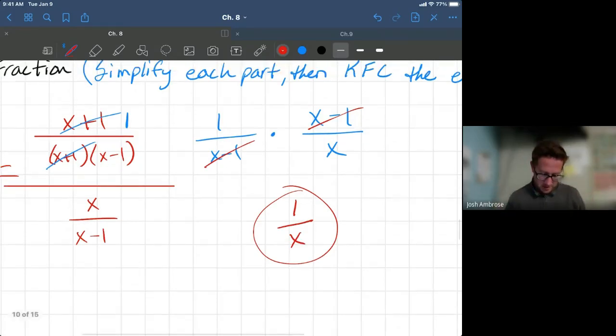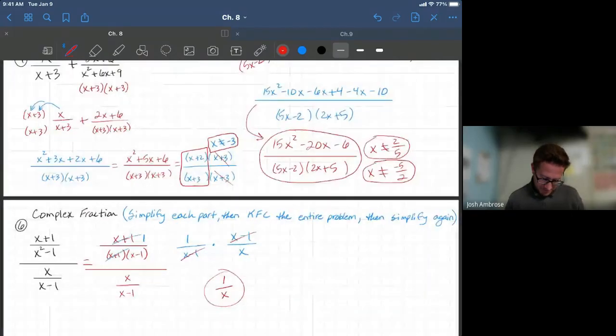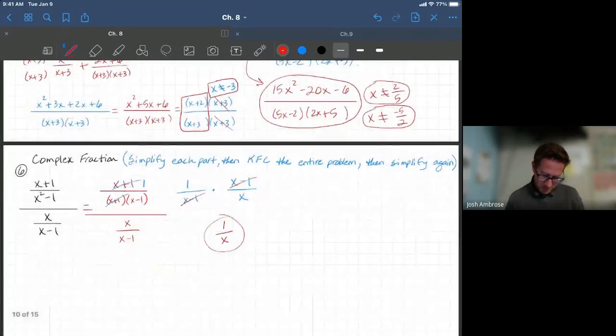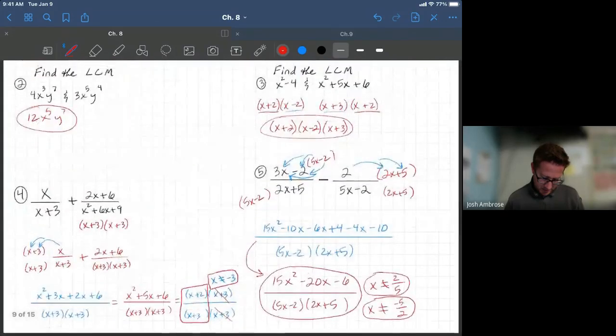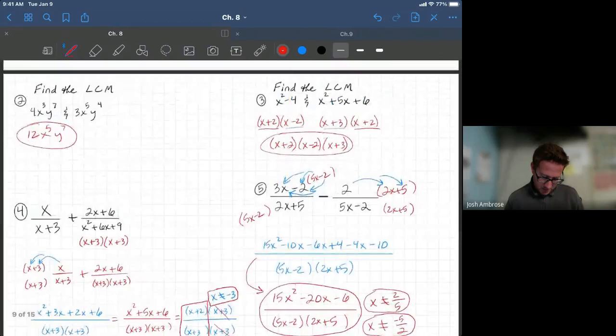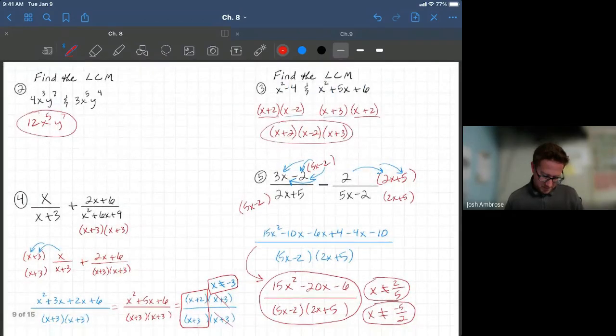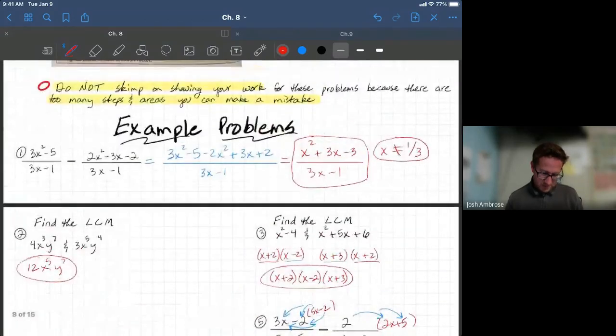All right, so let's zoom out a little bit. There's all the work for number 6. Okay, and then we'll scan up here. Here's all the work for 2 through 5 right there. And there's everything on number 1.